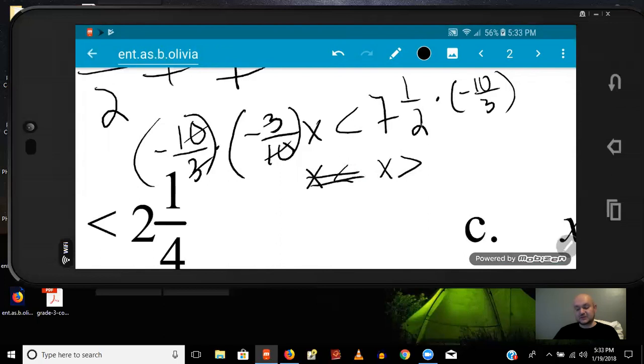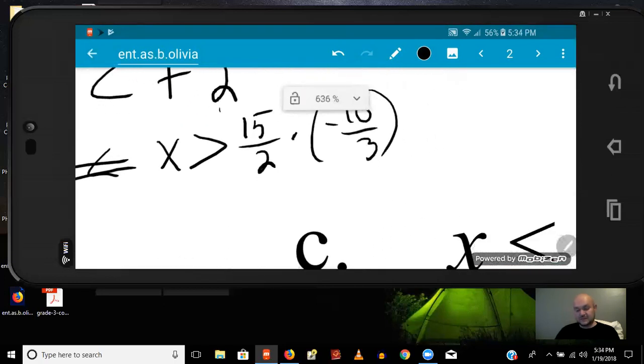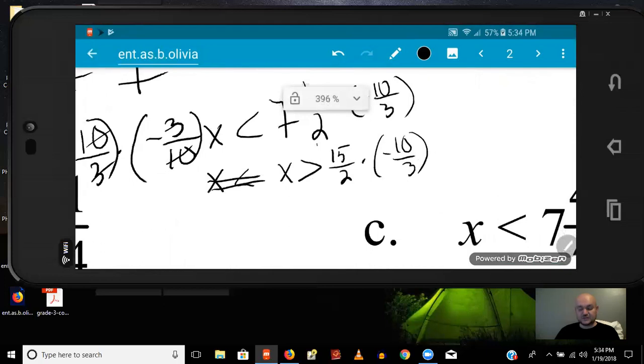I'm going to change the 7.5 to 15/2 times -10/3. That I'm pretty sure I know how to do. Where do you get the 15? I took 7.5. Good question. 7.5, I take the 2 multiplied times the 7. Oh, okay. That's 14, and then add a 1. That's 15. So it's 15/2.